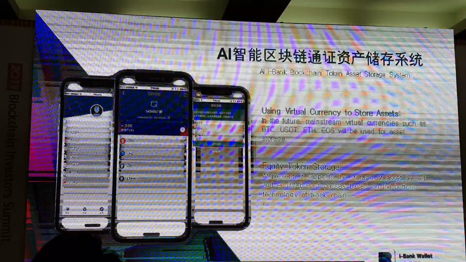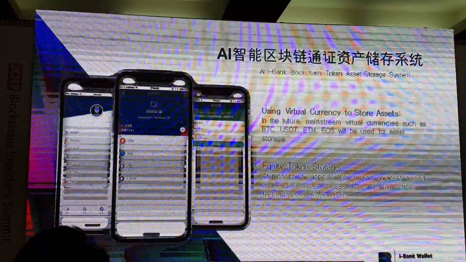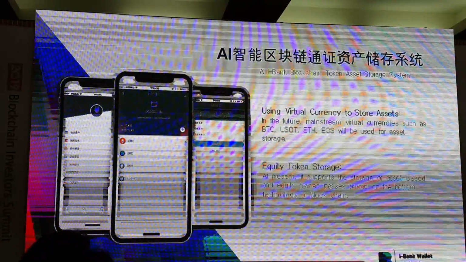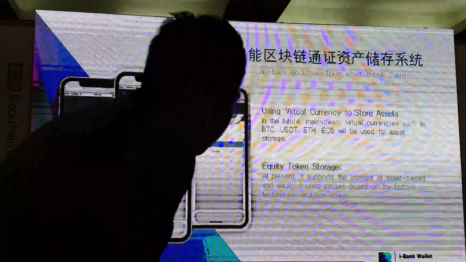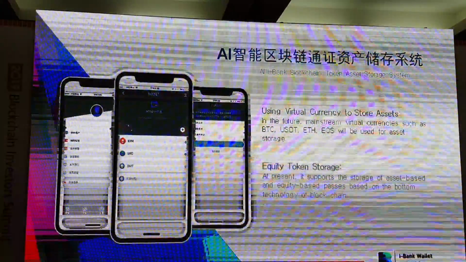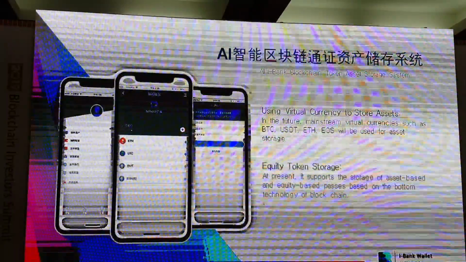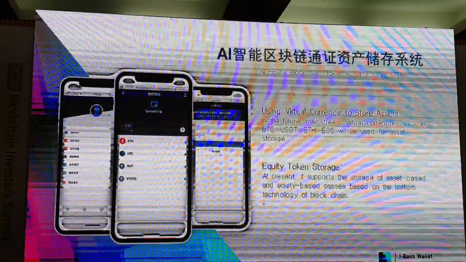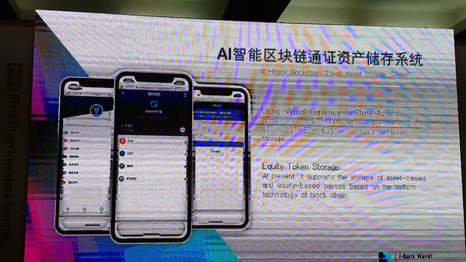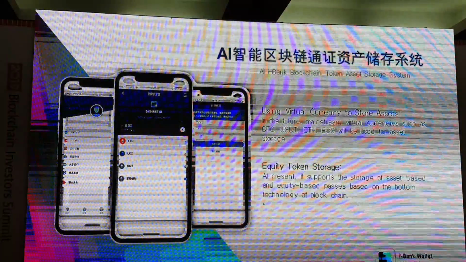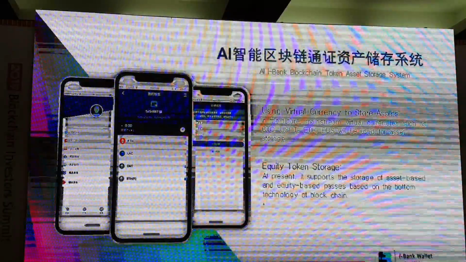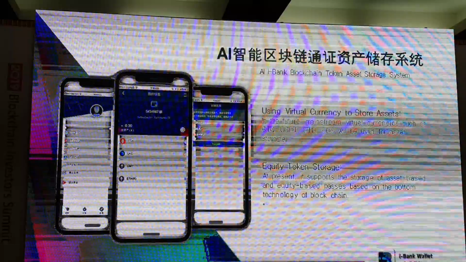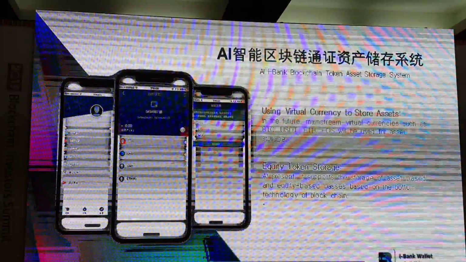It's about the ibank blockchain token storage system. When you have this ibank APP, you are able to use virtual currencies to store assets. So it's possible to store currencies such as BTC, USDT, ETH, and it will be used as storage. Next, equity token storage. At present, it supports the storage of asset-based and equity-based tokens based on the underlying technology of blockchain.